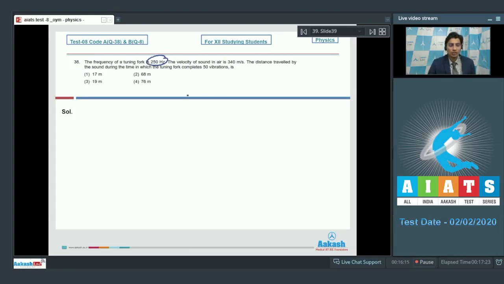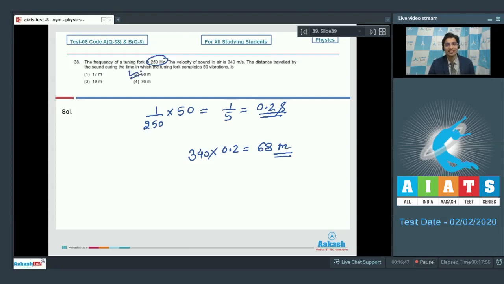Dear students, it is given that the frequency is 250 Hz. Therefore, the time period of one vibration is 1 by 250. For 50 vibrations, the time taken is 50 by 250. That will be equal to 1 by 5 or 0.2 seconds. Now, dear students, we have to find out the distance that the sound travels in this time. The distance will be equal to 340 multiplied by 0.2, and this will be equal to 68 meters, and therefore option number 2 is the correct answer. Now let us proceed to question number 39.